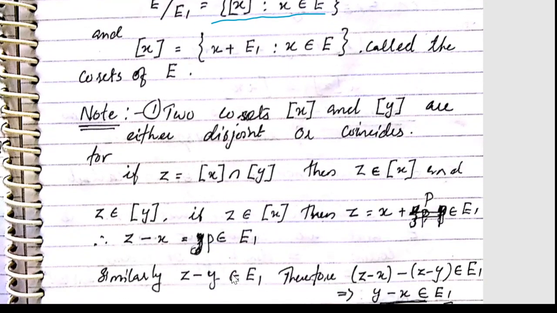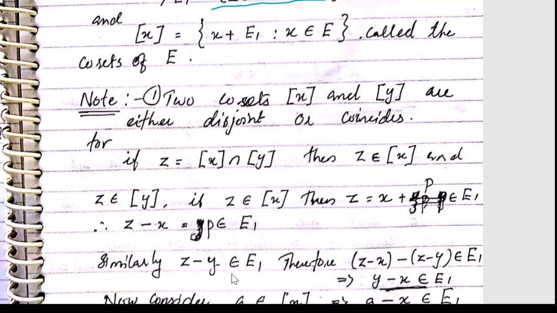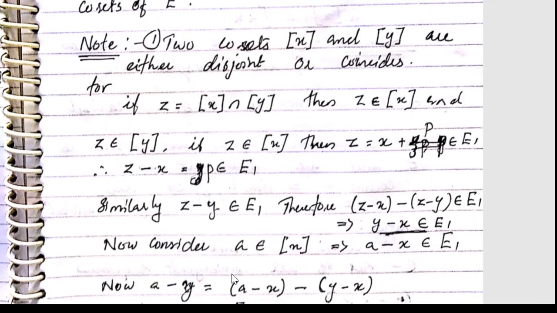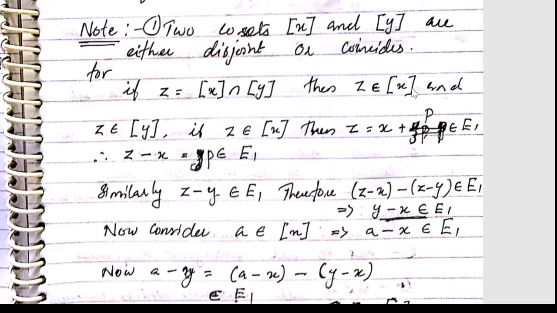Two cosets [x] and [y] are either disjoint or coincide. If there exists an element z in the intersection, then z belongs to coset [x] and z belongs to coset [y]. Now if z belongs to coset [x], then z is equal to x plus p where p belongs to E1, and therefore z minus x is equal to p, which belongs to E1. Similarly z minus y also belongs to E1. Therefore, (z minus x) minus (z minus y) also belongs to E1, which implies y minus x belongs to E1.